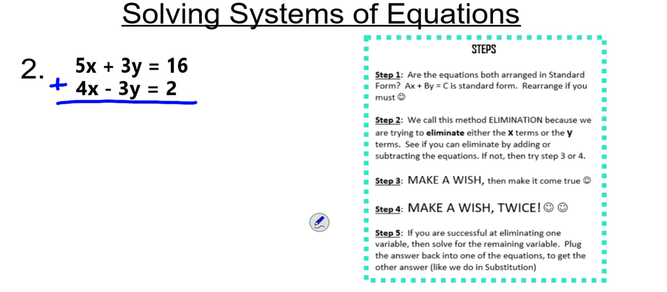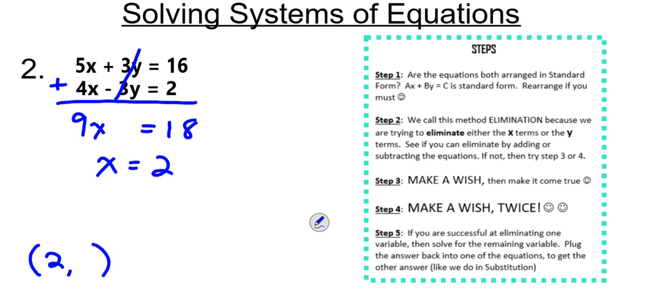If we add these two equations together, look what's going to happen. 5x plus 4x is 9x. 3y minus 3y, whoa, gone, eliminated, right? Hence the name. Bring down the equal sign. 16 plus 2 is 18. And we keep going, dividing both sides by 9. We get x is 2.